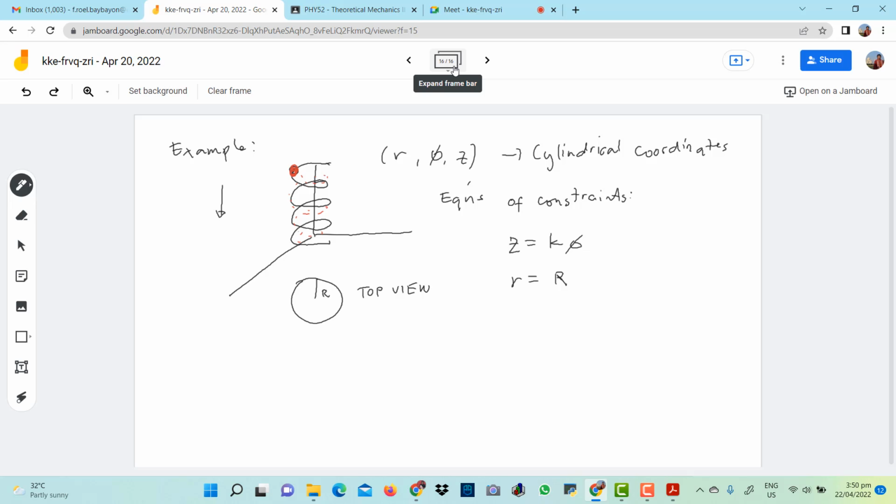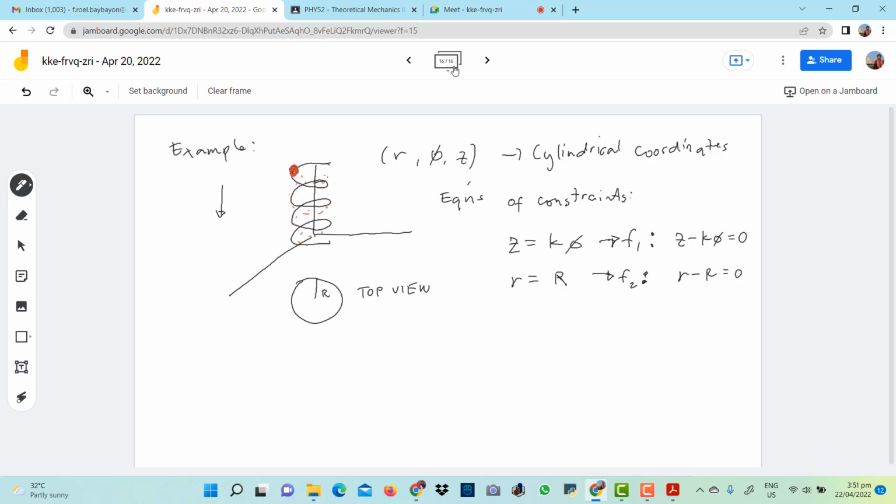Okay, I have equations of constraints. I will let this one be F1, and the other one F2. So I have two equations of constraint: z minus k phi equals 0, and r minus R equals 0. Again, I have two equations of constraints: z minus k phi equal to 0, and r minus R equal to 0.